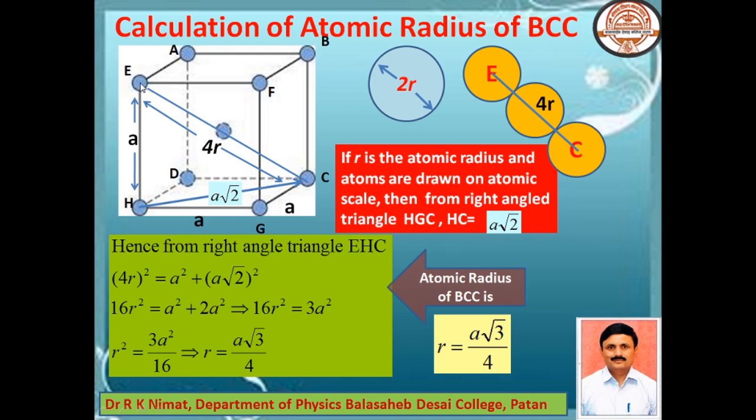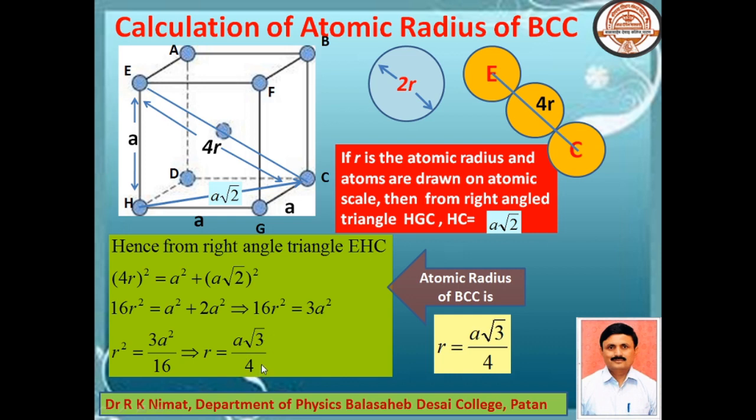So if you apply Pythagoras to the right angle triangle EHC, EC is the diagonal, EH is one side, HC is the other side, then the square of this, meaning 4r square, is equal to a square plus a root 2 bracket square. So if you solve this, you will get 16r square is equal to a square plus 2a square, this implies 16r square is equal to 3a square. It will give you r is equal to a root 3 divided by 4.